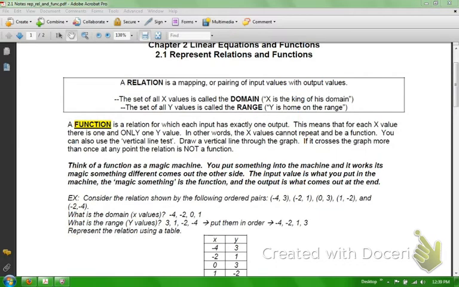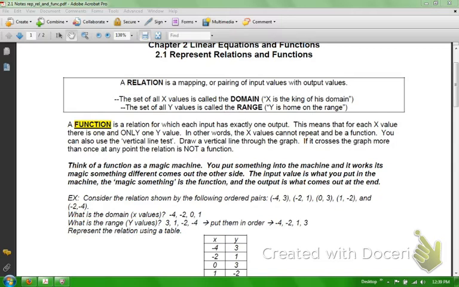We're going to move on to functions, and what I want you to remember is all functions are relations, but not all relations are functions. It's very similar to a square and a rectangle. All squares are technically rectangles, but all rectangles are not squares. A square is a special rectangle, a function is a special relation.